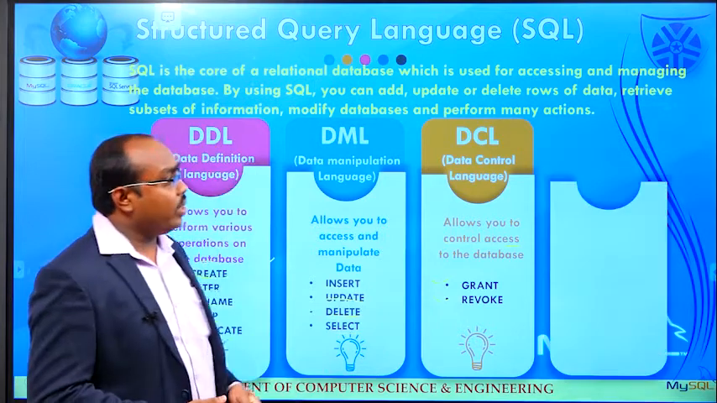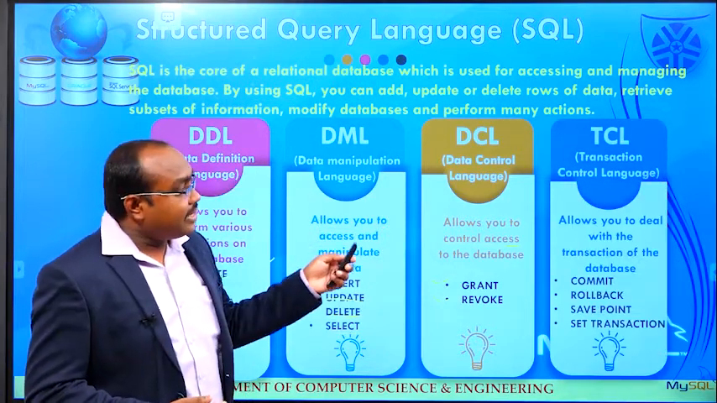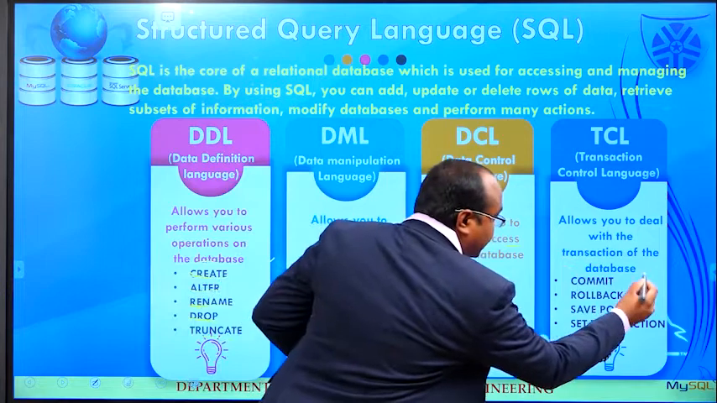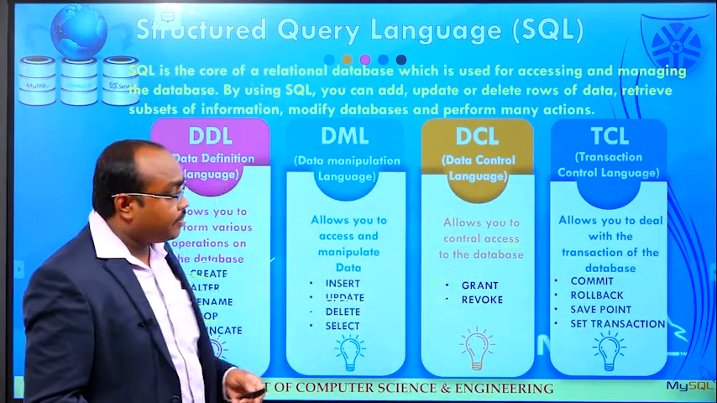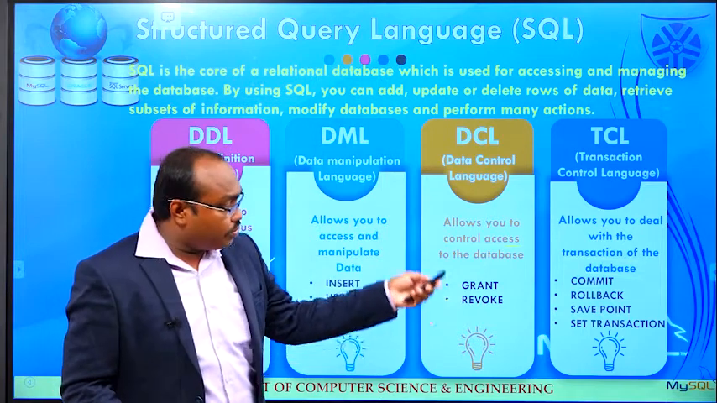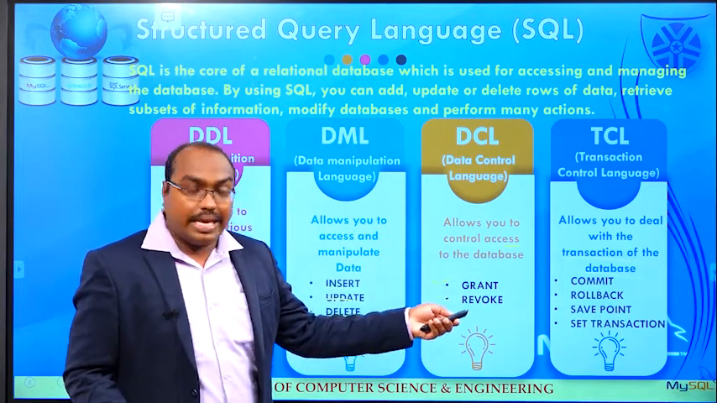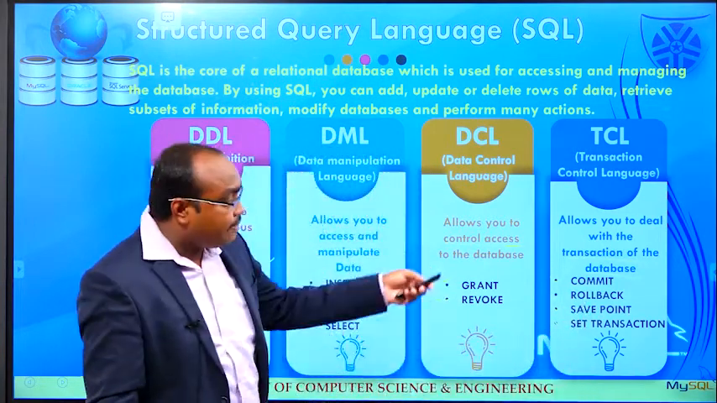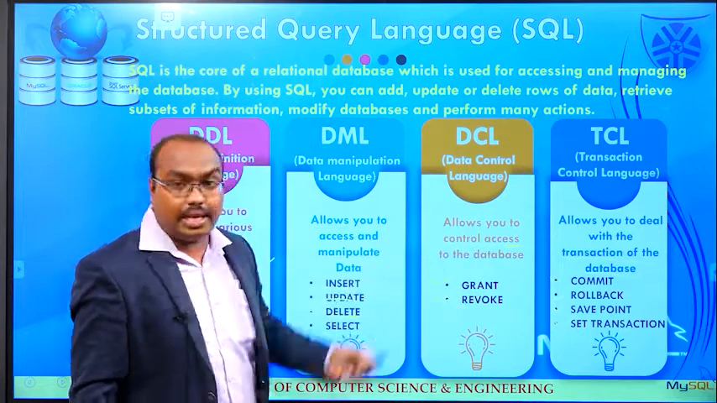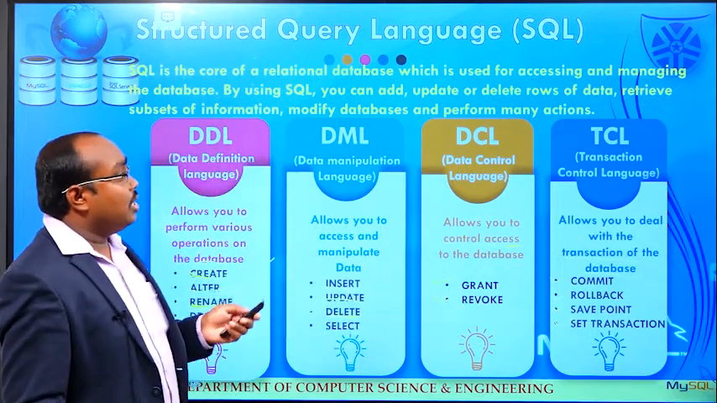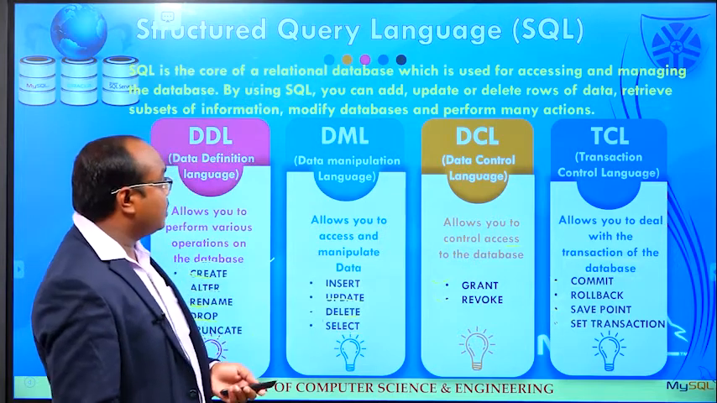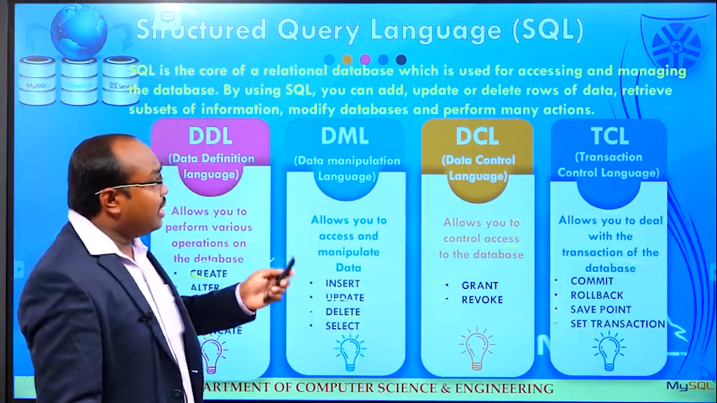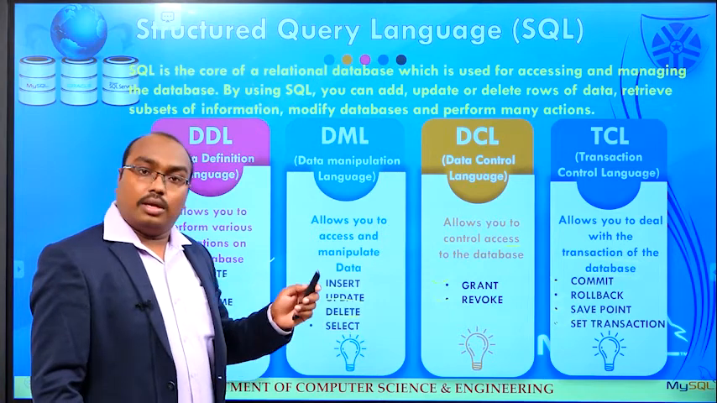And the next one, TCL command. TCL is Transaction Control Language, which deals with the transactions of the databases. In TCL, we use different commands like commit, rollback, savepoint, and set transaction. These are the different languages used in Structured Query Language: DDL, DML, DCL, and TCL. All these languages are used in databases.